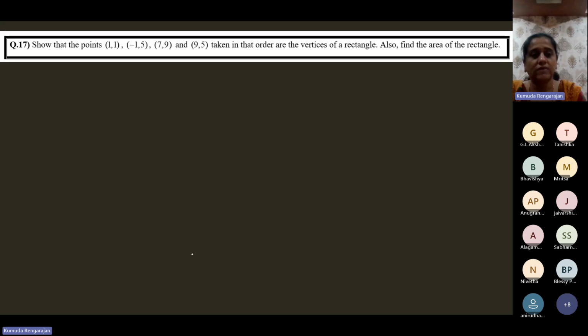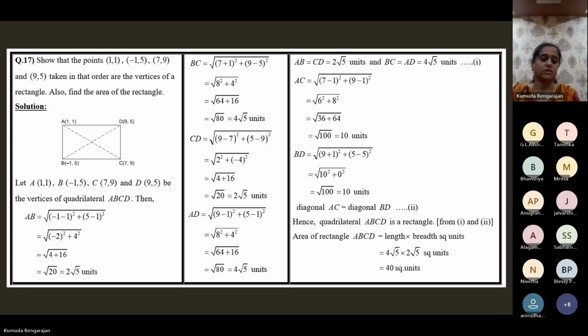So here we'll have to show that the points are the vertices of a rectangle. And we also have to find the area of the rectangle. Okay, so see here, we found the sides AB, BC, CD, and AD.